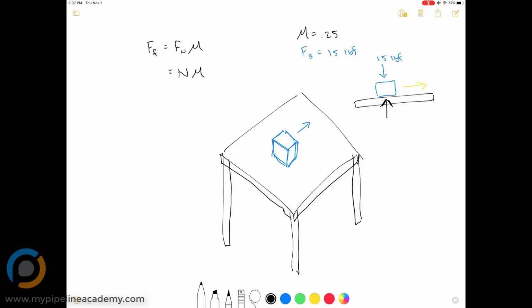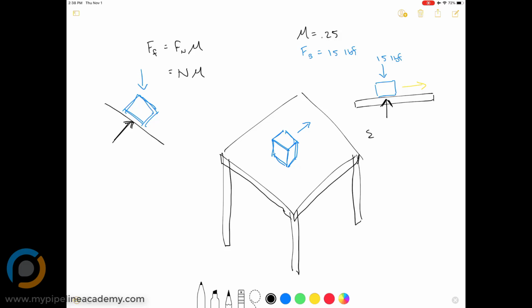If we had an inclined surface, maybe the table was like that and our box was like this, the weight of the box would still be straight down, but our normal force would be in this direction, perpendicular to the surface across which the object is sliding. But we're just going to keep it simple for this example. So we have a horizontal table, and we have a normal force that's pointing straight up, which is equal to the 15-pound force. And we could do a quick free body diagram to prove that.